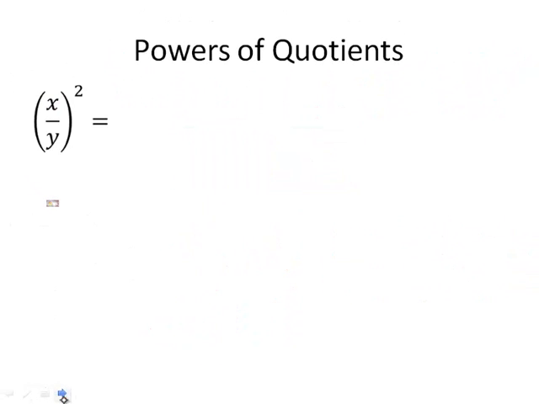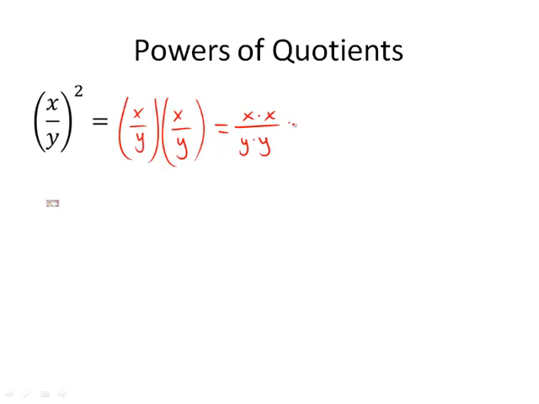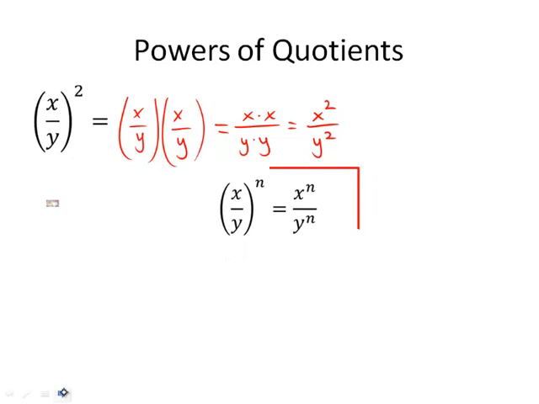Similarly, we can look at powers of quotients. When you have fractions and you multiply them by themselves, you really end up multiplying all the top numbers and all the bottom numbers, which results in squaring the numerator and squaring the denominator, giving us this rule. A fraction to a power really takes each component, the numerator and the denominator, to the same power.